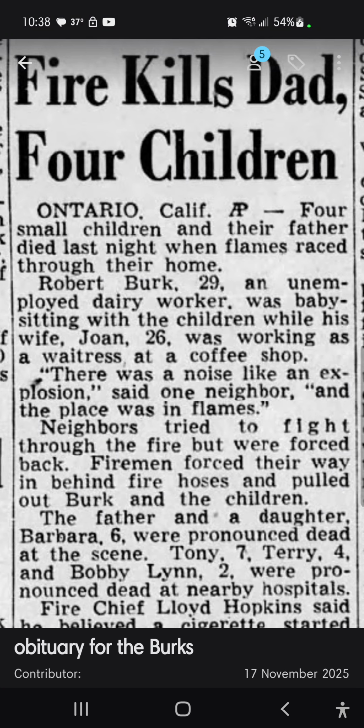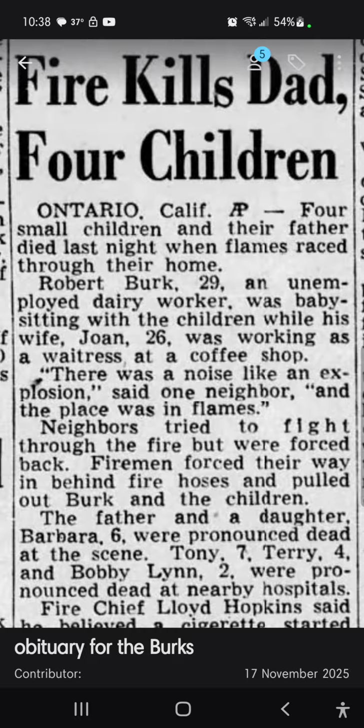They died in a fire. He was babysitting while his wife was working as a waitress at a coffee shop. Now, he wasn't really babysitting, I think we all know. They're his children. He was simply home. But whatever, we're going to set the sexist stuff aside in favor of understanding this tragic story.